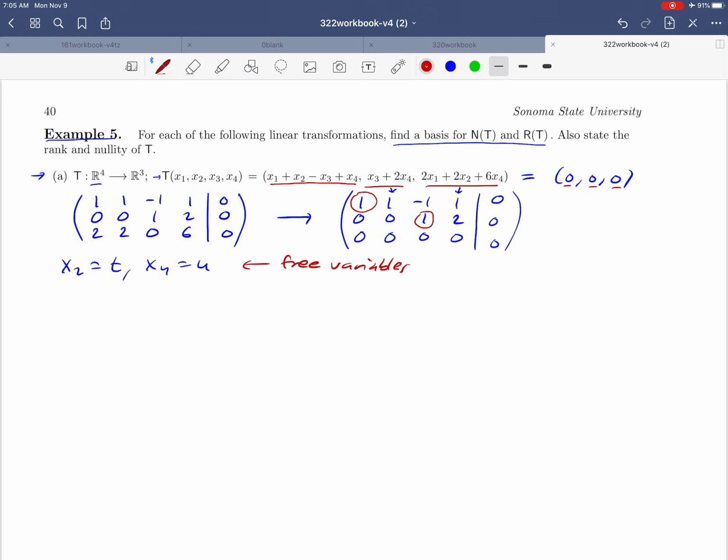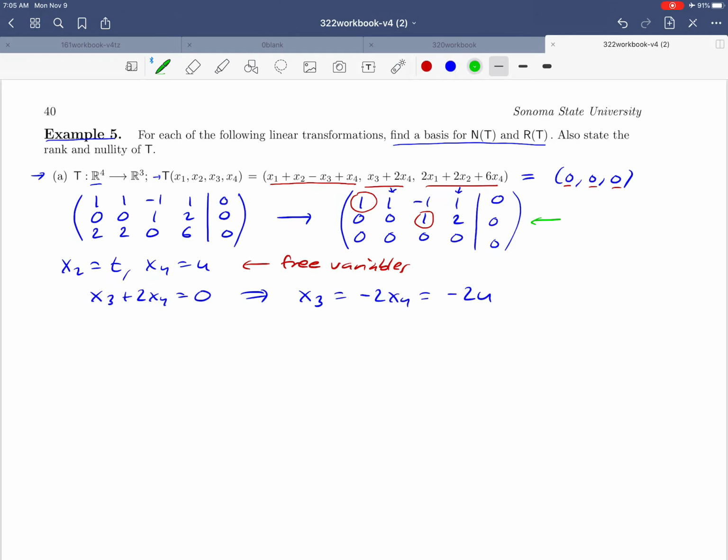All right, now that we've nailed down those free variables, let's see if we can solve for the other two variables. Going back to our system, I'm going to start with the second equation, which looks like x3 plus 2x4 equals 0. If we solve it for x3, we're going to get x3 equals negative 2x4. And we know that x4 is u, so we're going to get a negative 2u. There's the value of x3.